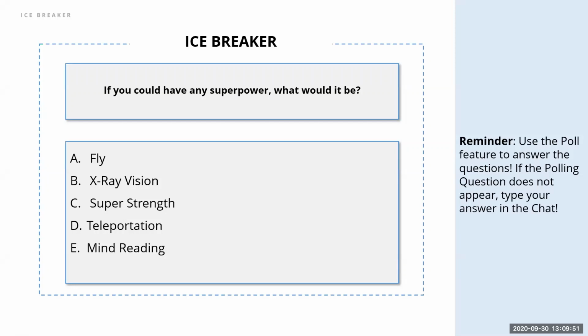All right, so our first icebreaker here is, if you could have any superpower, what would it be? Would it be A, to fly, B, X-ray vision, C, super strength, D, teleportation, or E, mind reading? I'm going to go ahead and bring up that polling question right now. Again, you'll see it pop up in just a second, and please go ahead and answer.